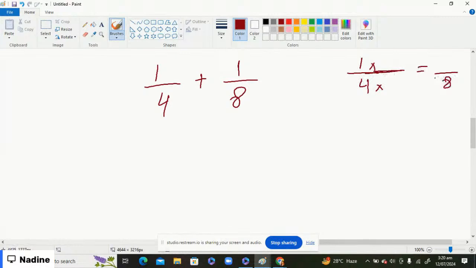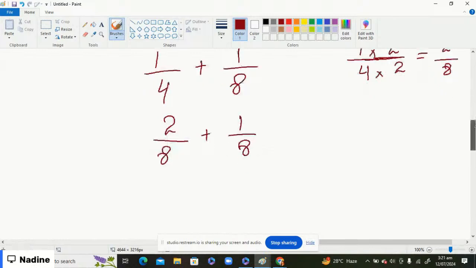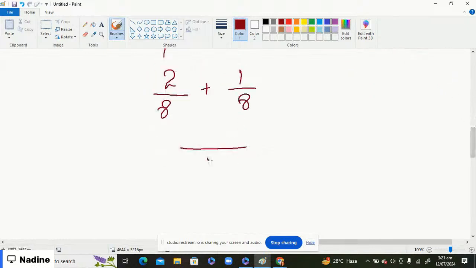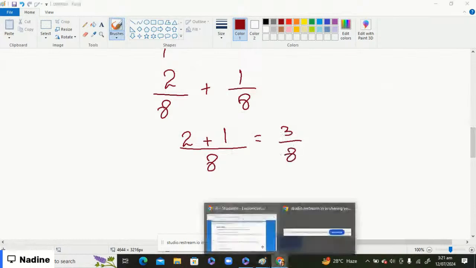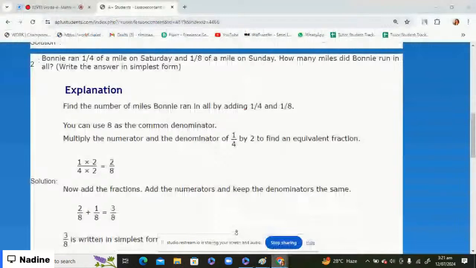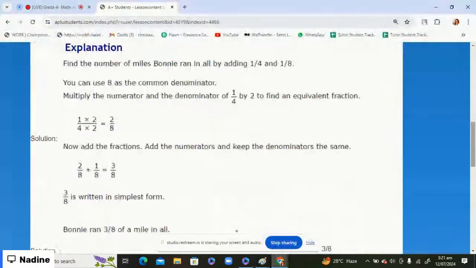This is so easy. Now you all tell me, we are going to multiply and divide with 2. 2 times 1 is 2 and 2 times 4 is 8. So in place of 1 by 4, I just put 2 by 8, plus 1 by 8. So now putting 8 here, it's 2 plus 1 on the top, which becomes 3 by 8. So this is how much Bonnie ran in all.